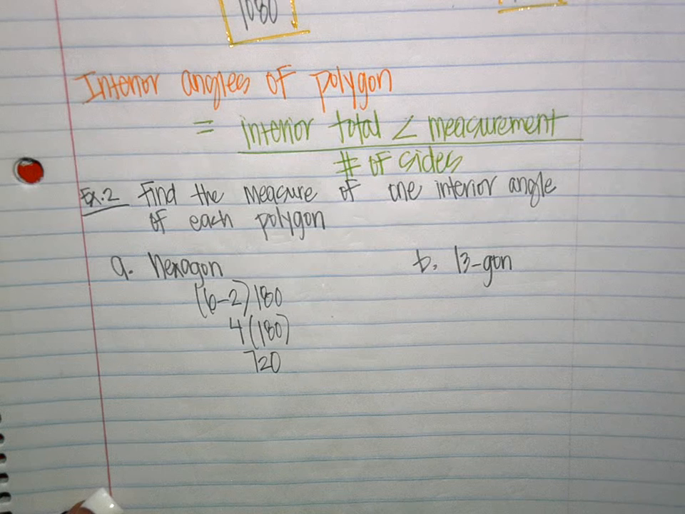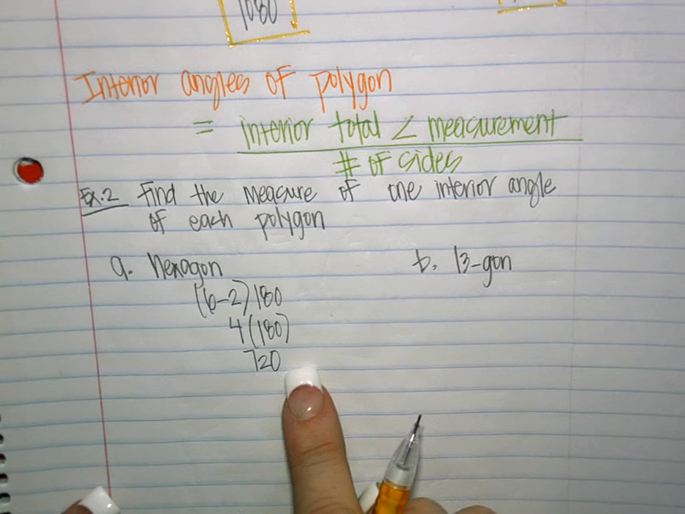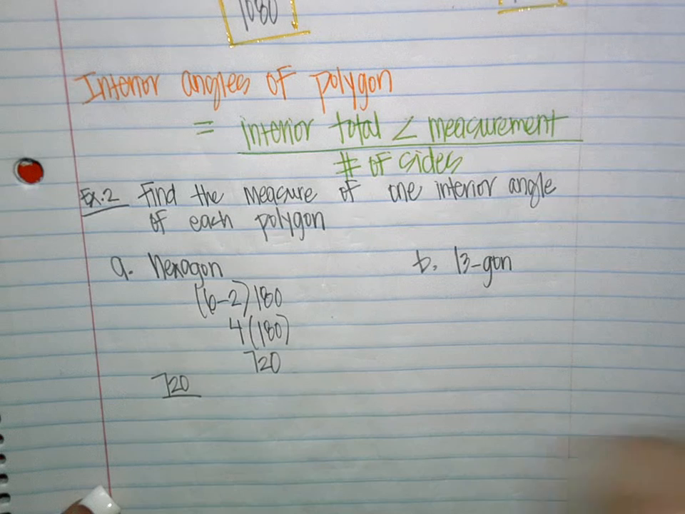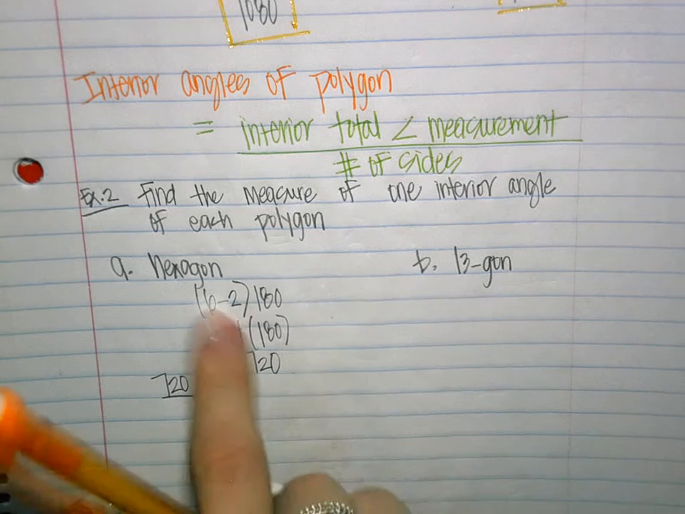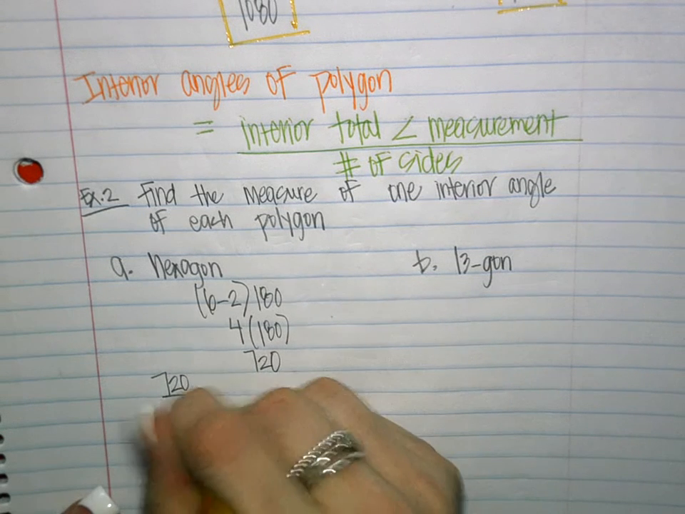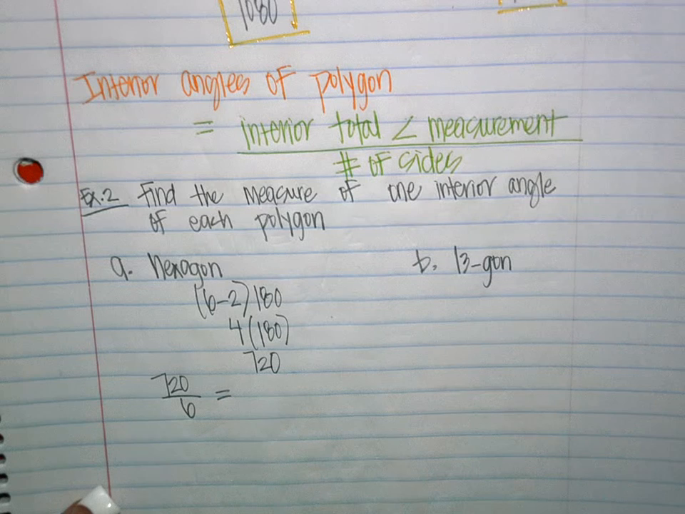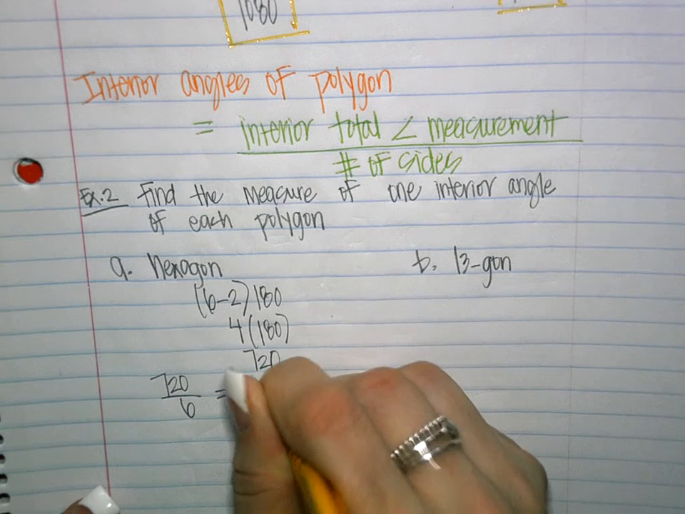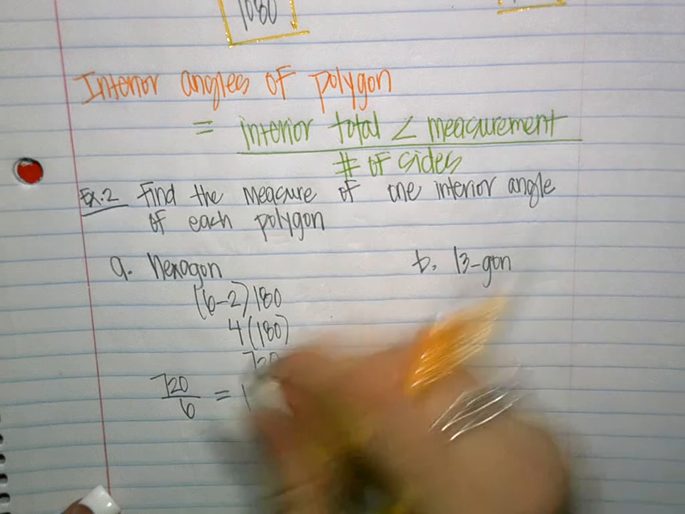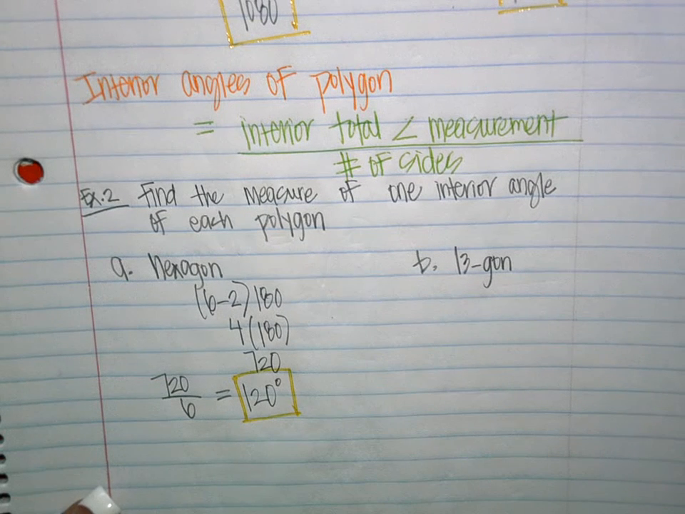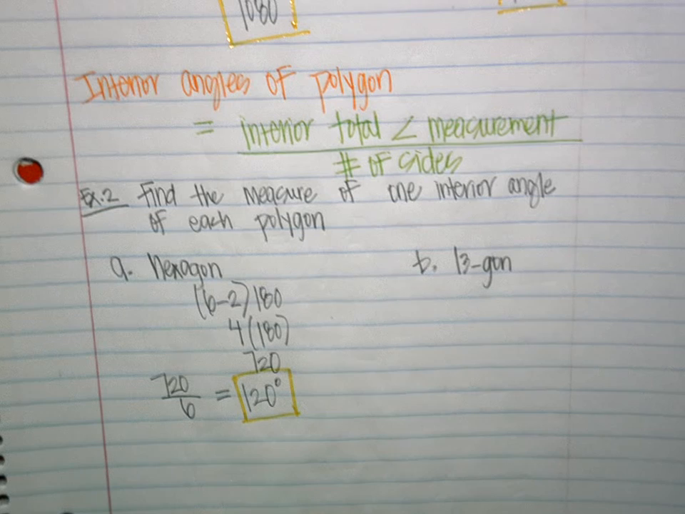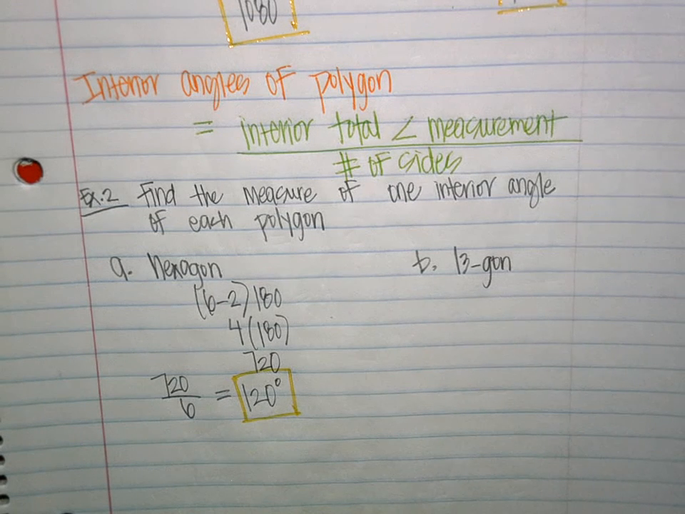Now, if I want to find the measure of each one, what do I do? Divide the total by what? The sides, 6, not by the 4. So each angle measures 120 degrees. You have 2 different steps there: you have to figure out the total, and then divide. Okay, I want you to do the same thing for the 13-gon.